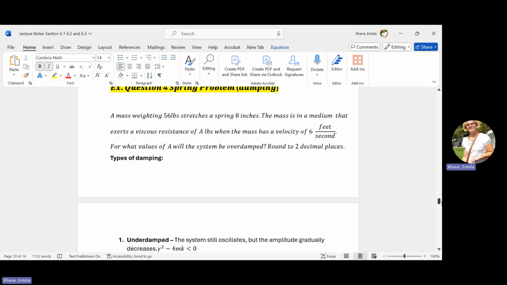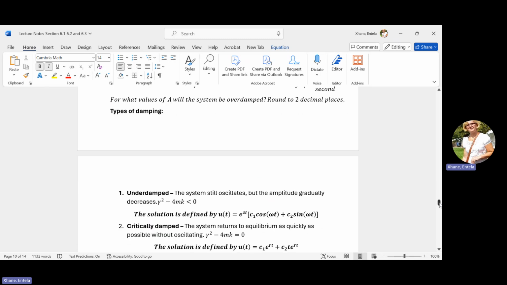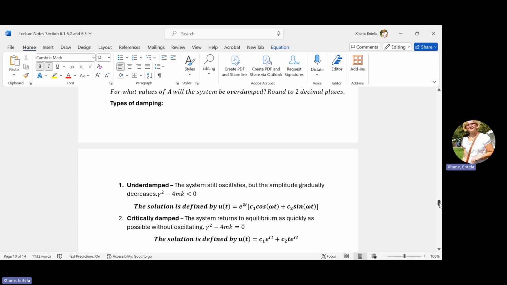Remember what the conditions are of damping and then the 3 types of damping that we discussed in class. We have under-damped. Under-damped means the system still oscillates, but the amplitude gradually decreases. Now you know the amplitude is the uppercase R, which is the square root of the coefficients C1 squared plus C2 squared. These are the coefficients of the displacement equation. So we are expecting this discriminant gamma squared minus 4mk to be less than 0.